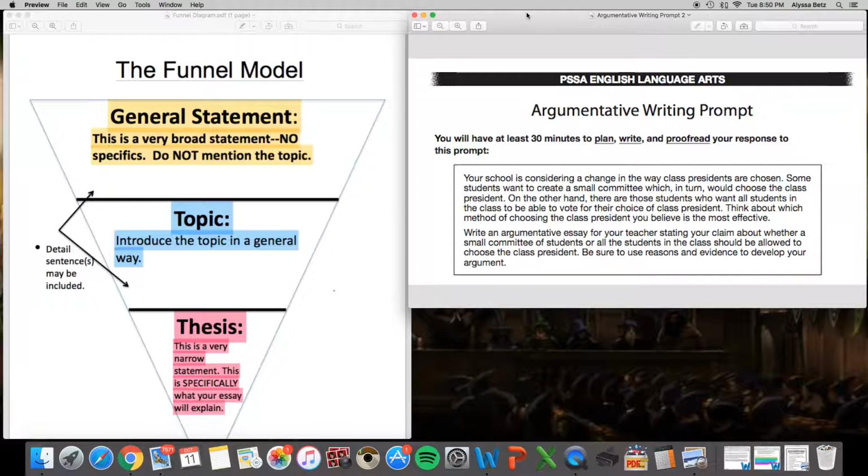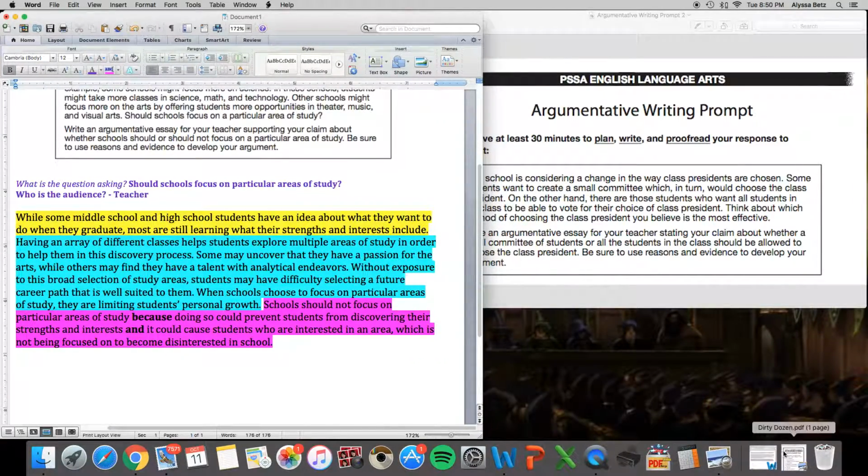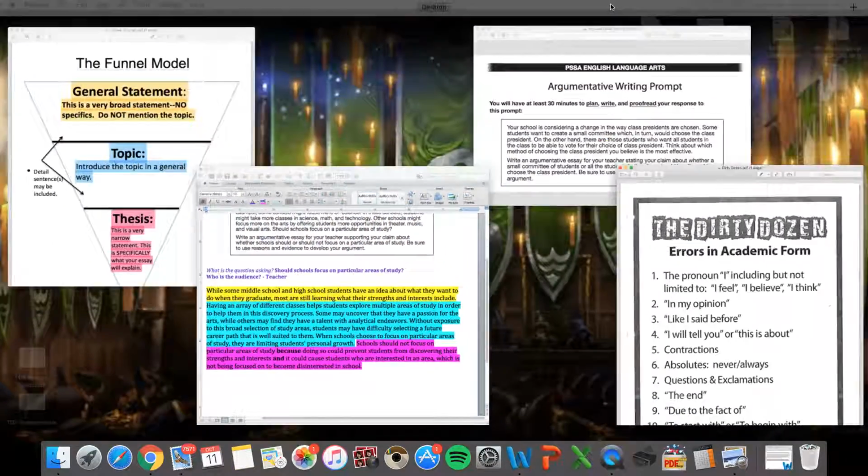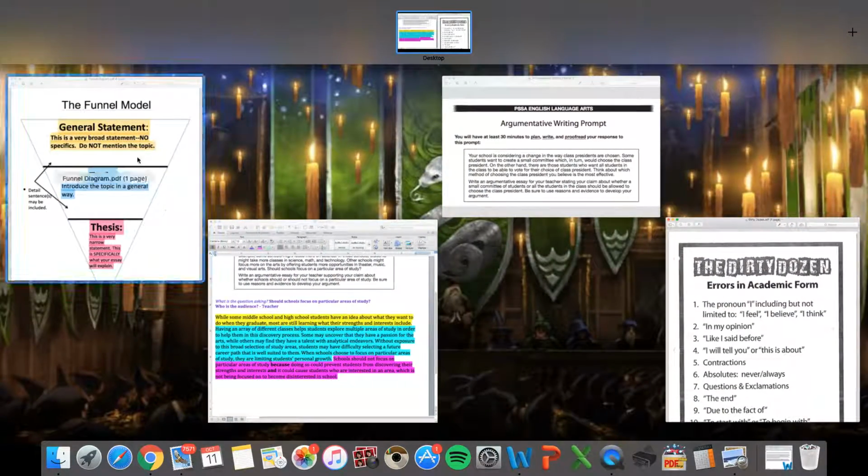If you have any questions while constructing your introductory paragraph, please come see me. I'm here to help you. But please make sure that you are using the example that I've provided on eBackpack, the Dirty Dozen list that I've provided on eBackpack, and the funnel model that is there for you as well. So you have all four of these pieces to help you be successful today.